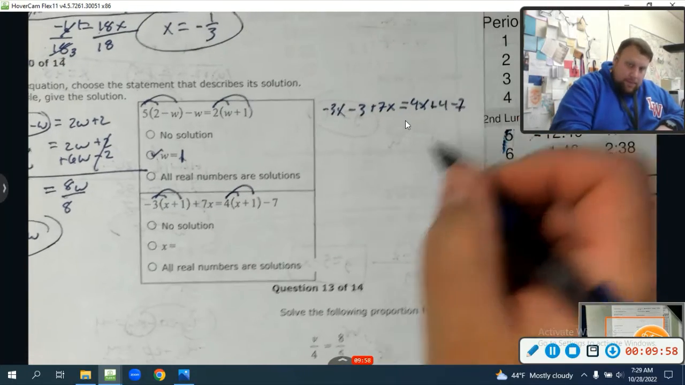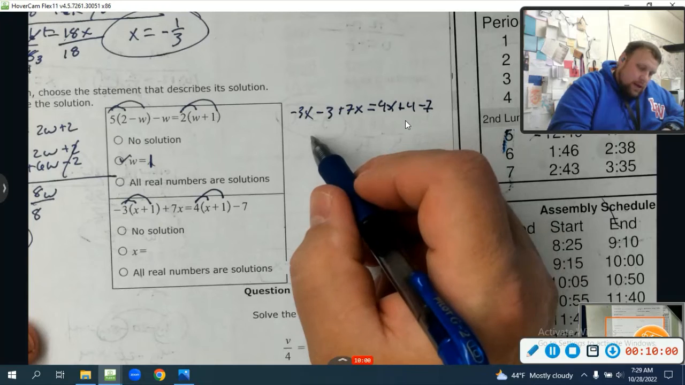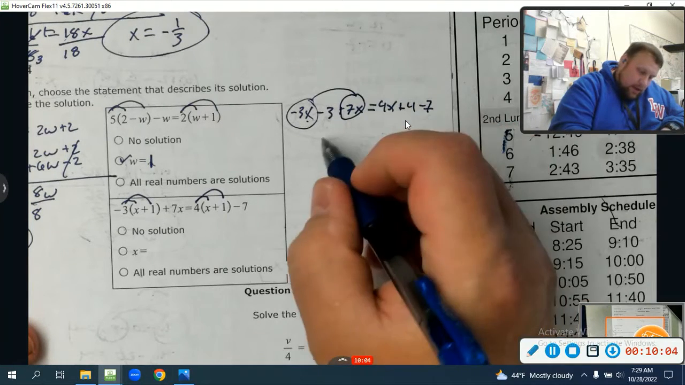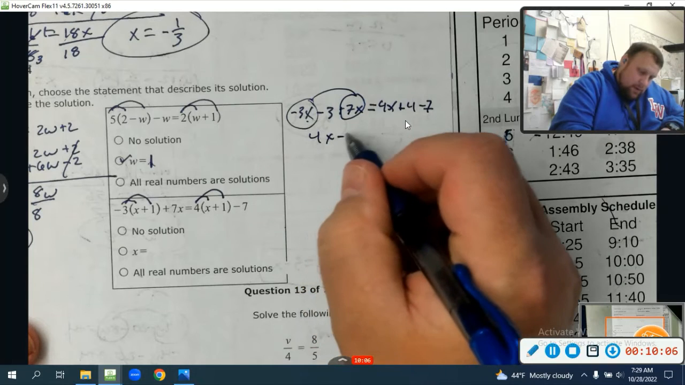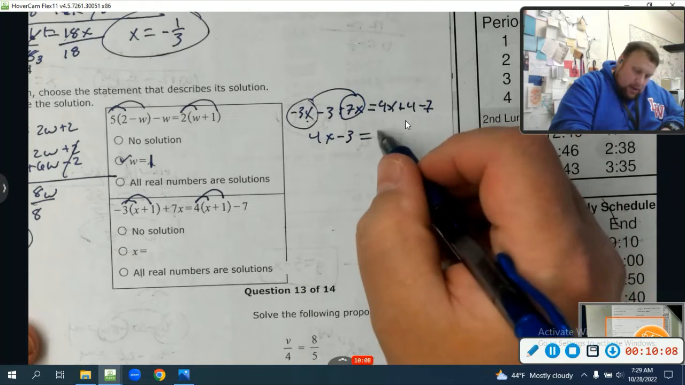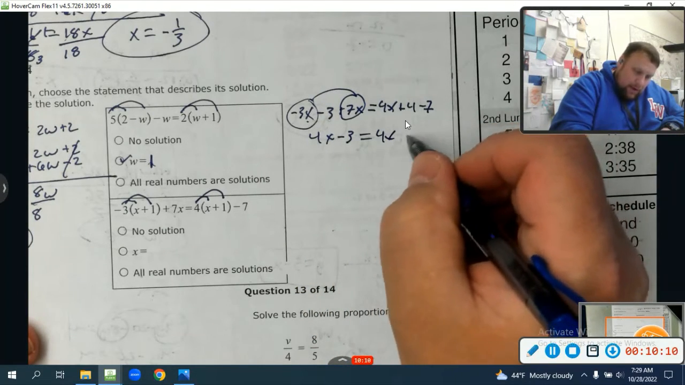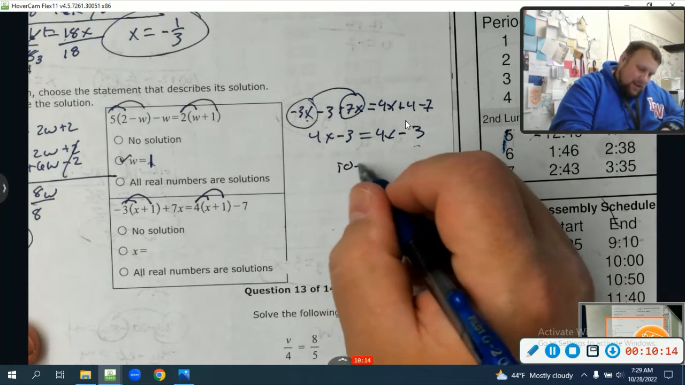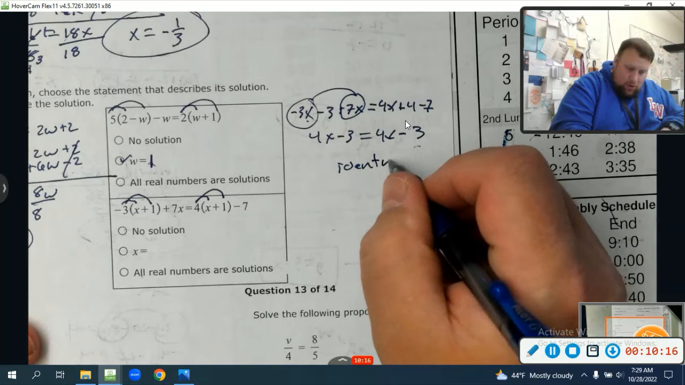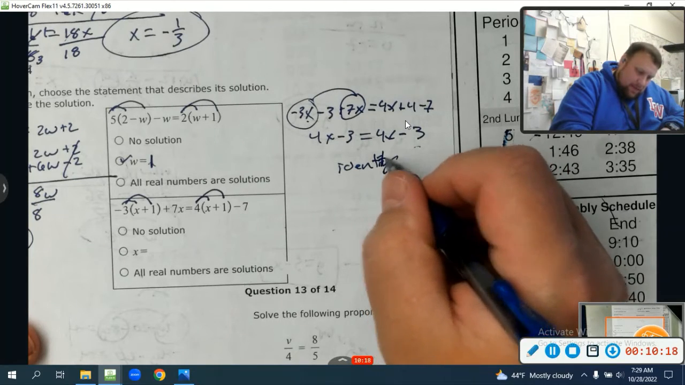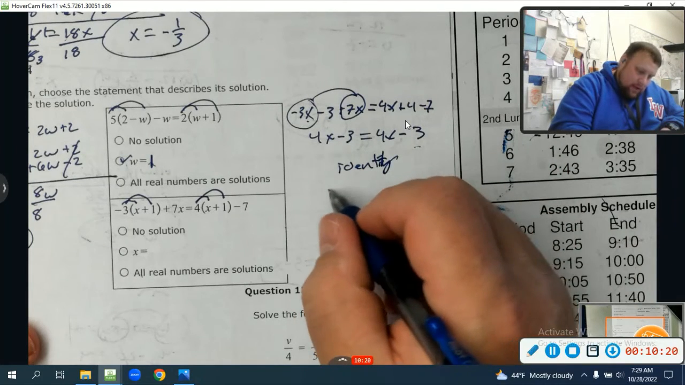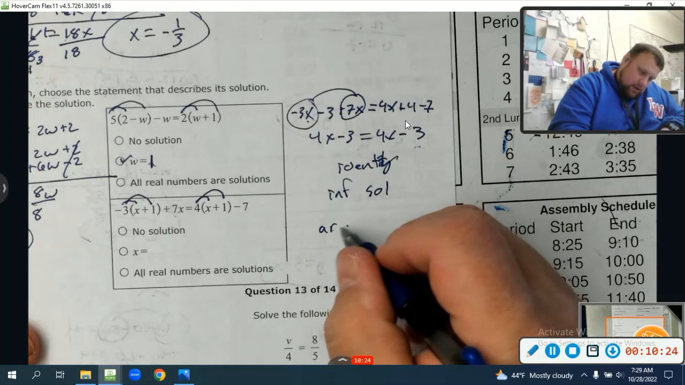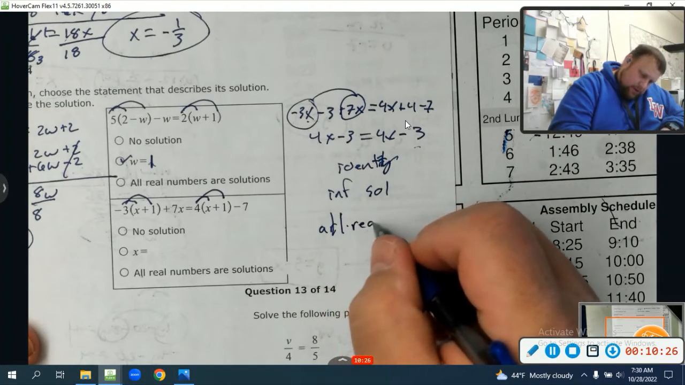minus 7. Okay, let's combine like terms. I'm going to have negative 3x and 7x make 4x, and then leave the minus 3 equals, then I have 4x, and 4 minus 7 is minus 3. Those match. That's called identity, or we can say infinite solutions, or we can say all real numbers.